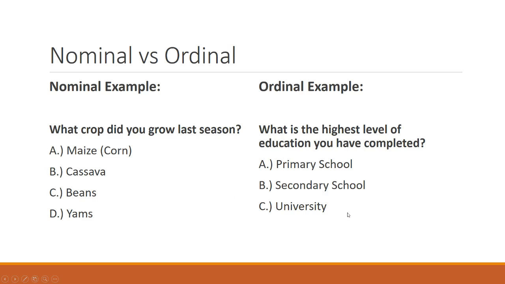But let's look at an ordinal example. Let's ask a different question. What is the highest level of education that you have completed? In this case, again, we have categories: primary school, or secondary school, or university. But the order that they're in does matter. You can easily imagine going primary, secondary, to university. Or it could be in the other order. That would be fine as well. But you wouldn't jumble the order up. It makes sense that primary comes before secondary, comes before university.